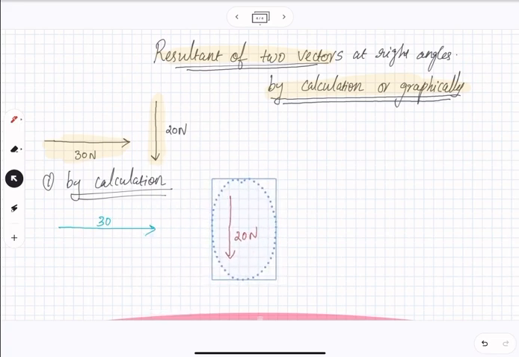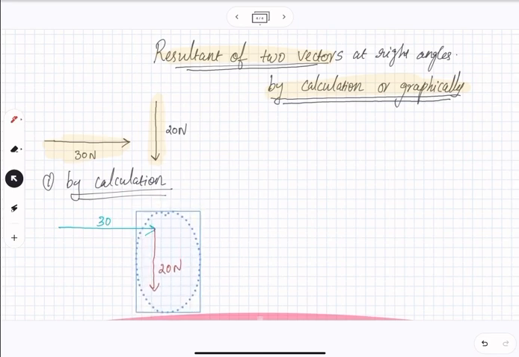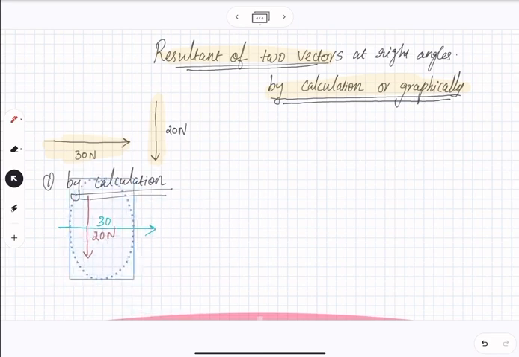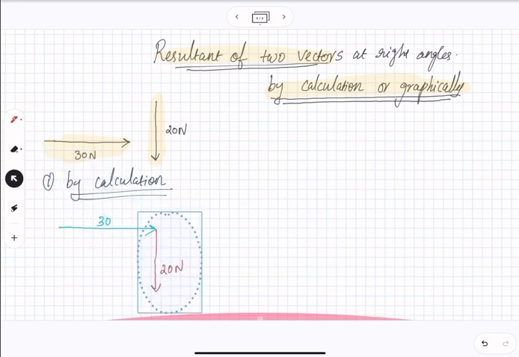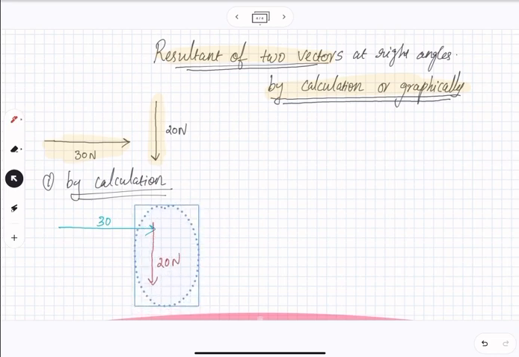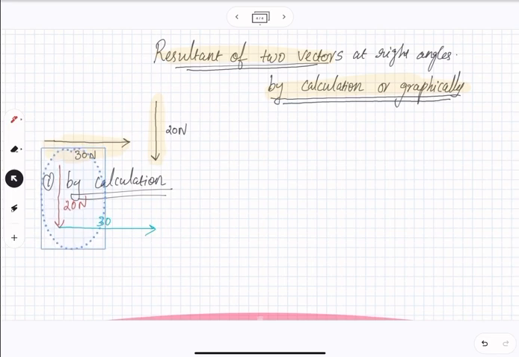The tail of the second force should connect to the head of the first force, or the head of the second force should connect to the tail of the first force. So I have two options. I can connect here, so you can see head and tail are touching, or I should draw here. Again, head and tail are touching.